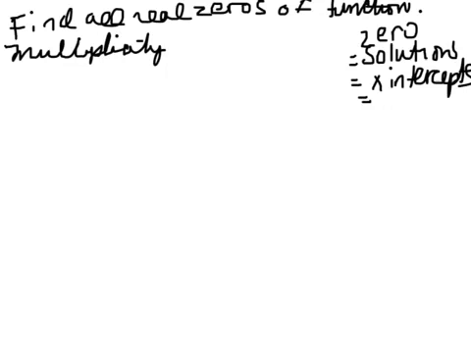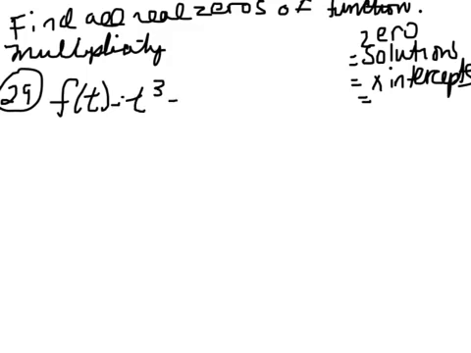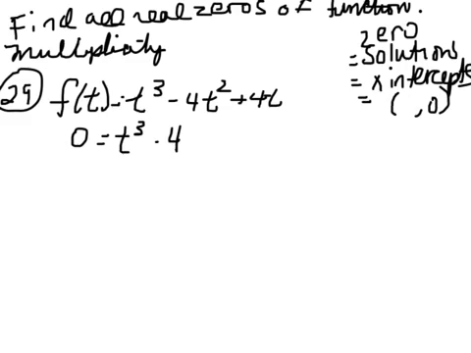Let's work through 29 first, and see what they're asking us here. T cubed minus 4t squared plus 4t. If you know that you're looking for the zeros, that's the same thing as the solutions, the same thing as the x-intercepts. The x-intercepts are where y is 0. If I set y equals 0, I'm basically trying to solve this equation, okay?